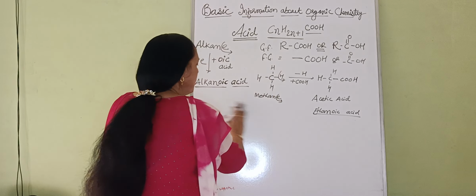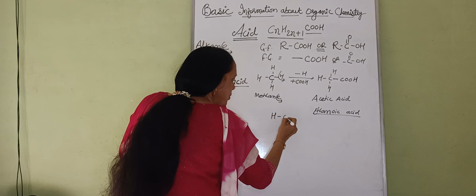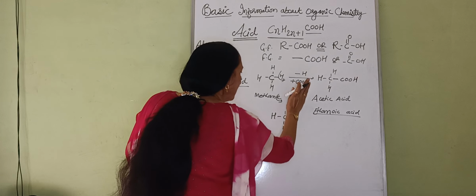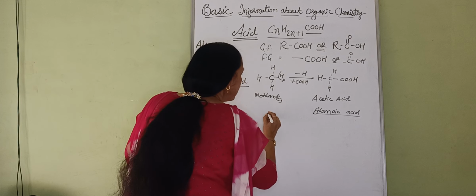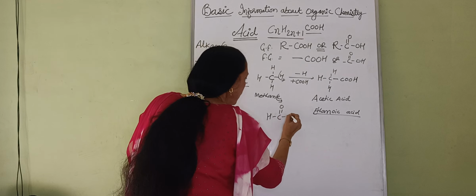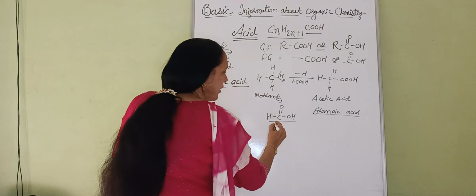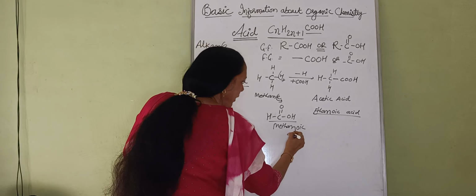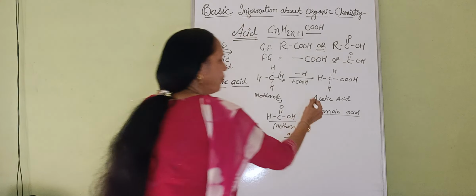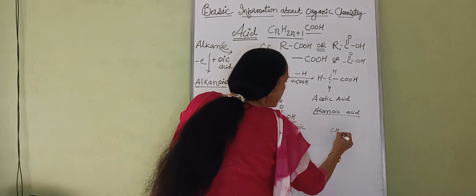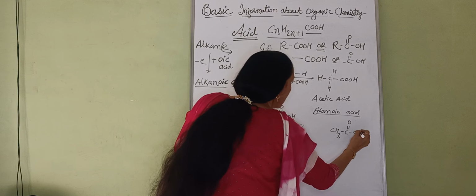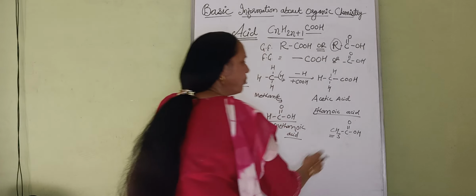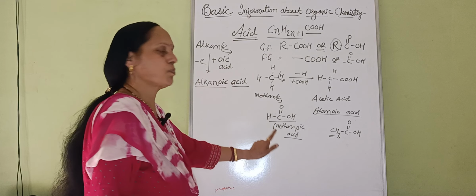And what is the methanoic acid structure? Single carbon, so this is H, H, and here instead of this, we have H, the compound is HC double bond OH. This is the single carbon, which means methane. ANE is replaced by OIC, and the compound is methanoic acid. And the formula for ethanoic acid is CH3 C double bond OH, where this alkyl group R is replaced by a methyl group, and that's why it is called ethanoic acid, and this is called methanoic acid.